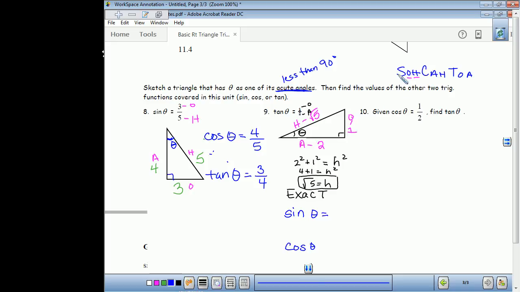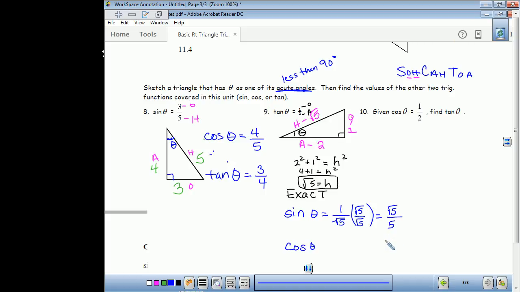Well, sine is opposite over hypotenuse. So the opposite is 1 and the hypotenuse is square root of 5. You have to multiply by square root of 5 to get 1. We can't leave that radical in the denominator. You have to multiply by the square root of 5 over the square root of 5. So this is the square root of 5 over 5.